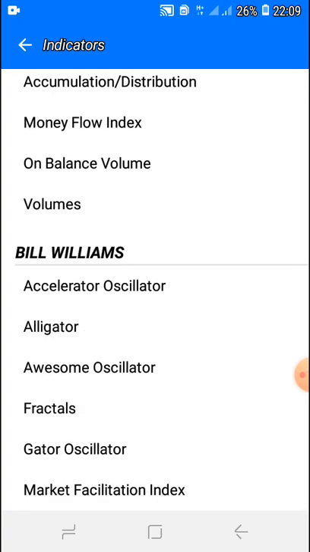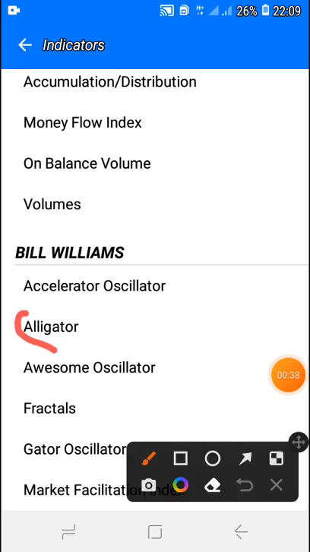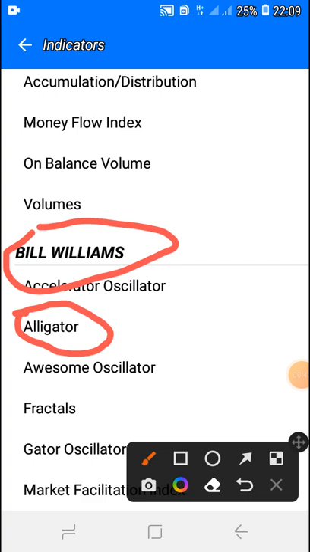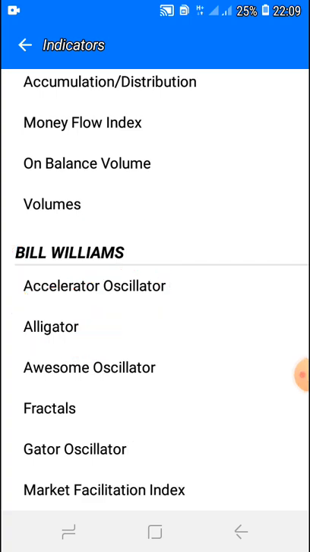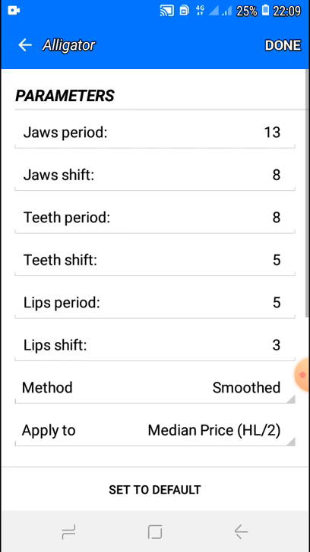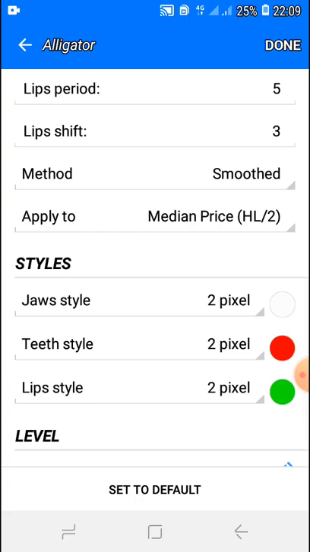Okay, so the first indicator is our alligator over here, right? As you can see, you go to the Bill Williams section, for people who are new, and then you click on alligator. Okay, so once you're done clicking on alligator, you need to make sure that your parameters are like this. The jaws period should be 13, jaws offset 8, teeth period 8, teeth offset 5, lips period 5, lips offset 3, method smoothed, applied to median price, high low over 2.